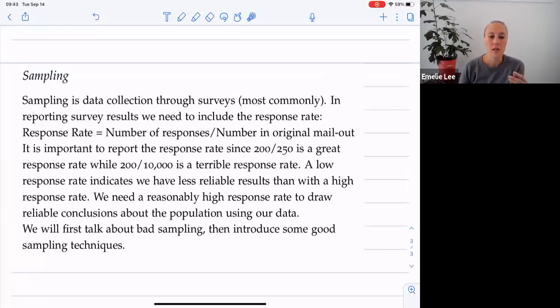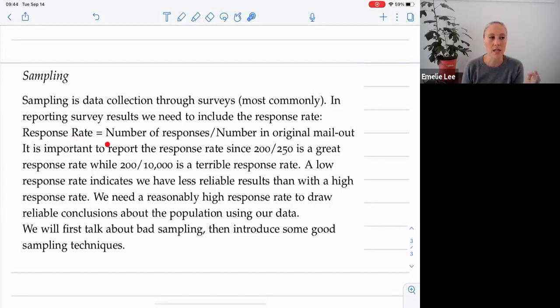But in terms of sampling, right? Sampling is data collection, usually through surveys, right? If you're collecting data and you're sampling, then usually you're putting out some sort of survey, right? Whether it be an actual survey where you answer questions, or it could just be something where you just observe data, right? But in general, if we're collecting information from other people and we're getting them to answer questions, then what we need to do if we're reporting those results, right, it's really important that we report the response rate.